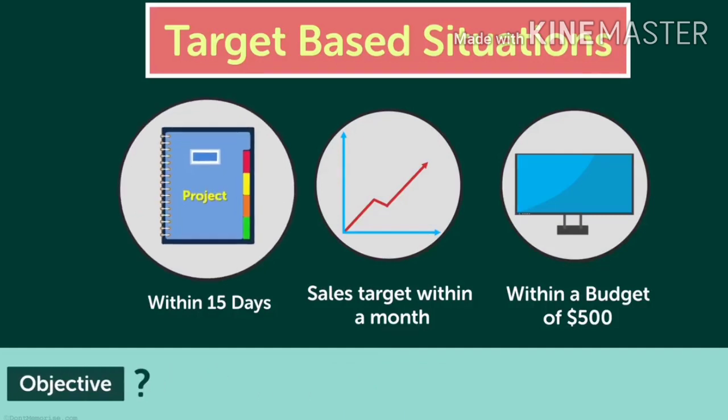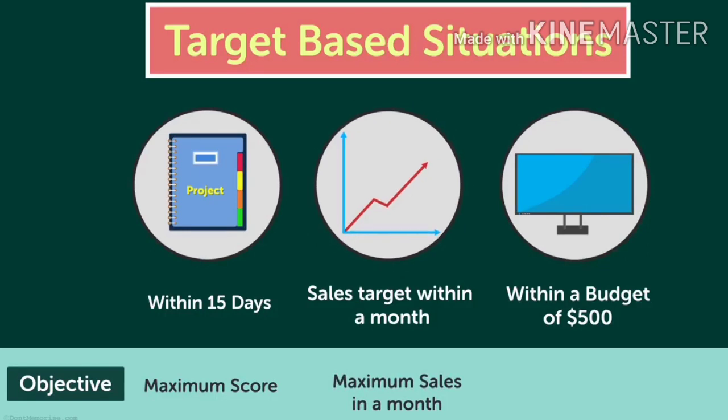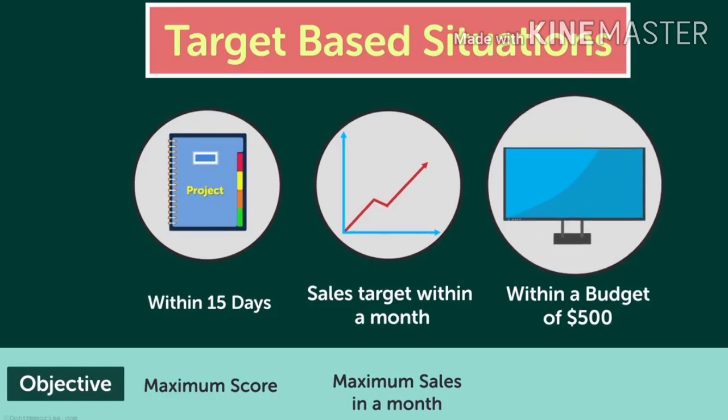What is the objective of the student in this case? He wants to achieve the maximum score in his project. The objective of the salesperson in this case is that he would aim to achieve maximum possible sales in a month. The objective of the person buying the gadget would be minimizing the cost as much as possible. He buys a gadget which falls within his budget.